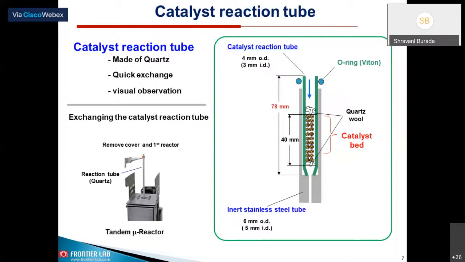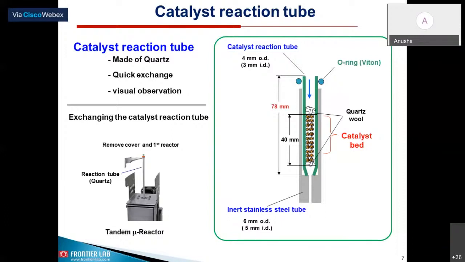The figure on the right side is the catalyst reaction tube, which is inserted into the deactivated stainless steel tube in the second reactor. The catalyst tube is always placed in the second reactor. The catalyst is charged to the catalyst reaction tube, and a small amount of quartz wool is placed on both the top and the bottom, so that the catalyst bed is firm and inert. It will be fixed in that position without movement.